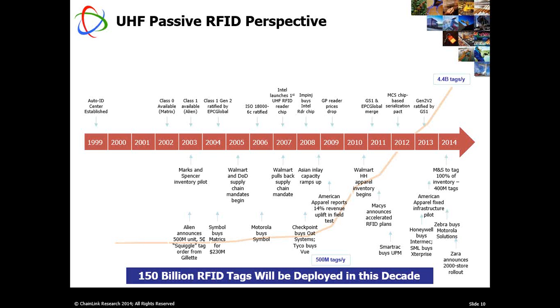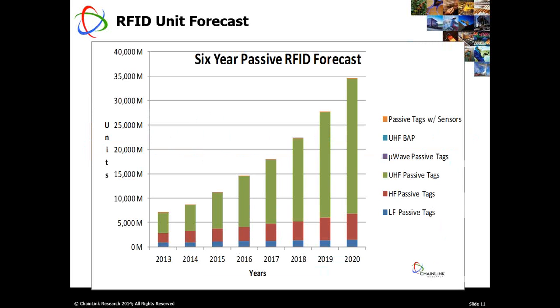So let's look at the numbers. Next slide, please. So here you see we're going to show you passive and active numbers as well as readers. A couple of facts jump out at you. Number one, yes, UHF from a volume perspective certainly shows bigger numbers. But this slide doesn't really tell you the whole story.